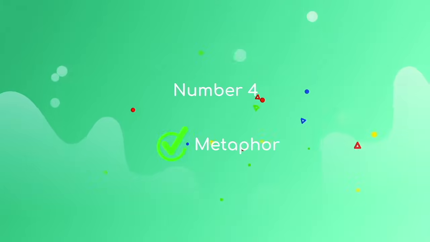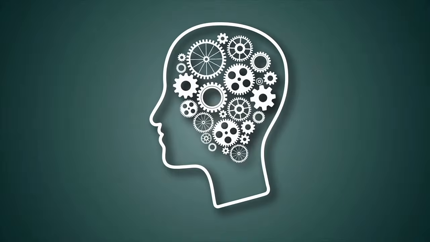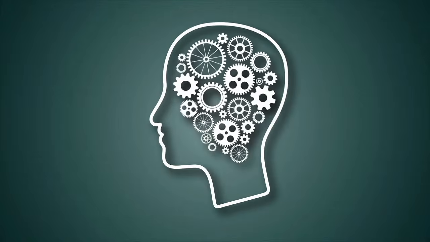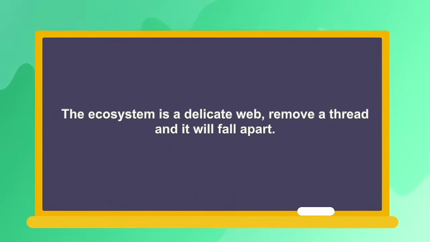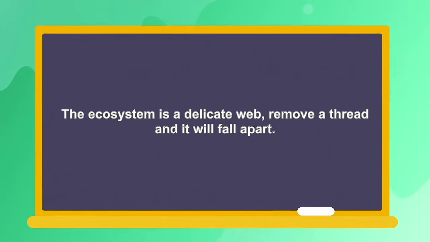Number 4. Metaphor. Metaphors are a useful persuasive technique because they encourage the audience to make a connection between ideas. In our example about protecting sharks, this metaphor was used. It highlights the connection between sharks and the ecosystem of the ocean. By referring to the ecosystem as a delicate web, the author is encouraging the reader to picture what would happen if one of the threads from the web was removed.